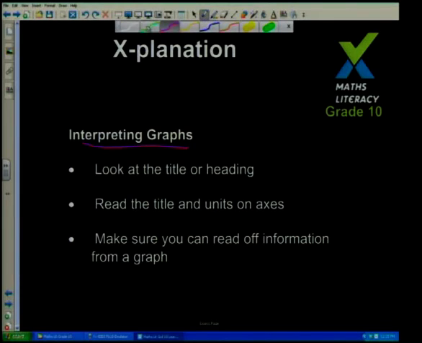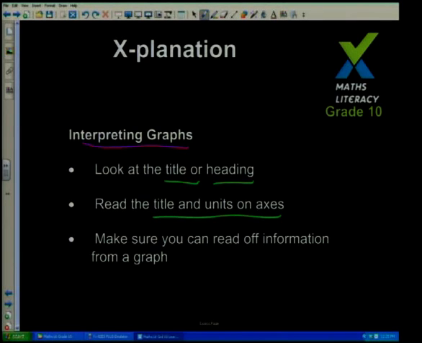So the first thing is, what are we going to do? Well, we're going to look at the title, because my title or heading is going to give me that information that I wanted you to give me just now when we were drawing graphs. It's going to tell you what the graph is about. It's going to tell you the variables in the graph. And it's going to give you a clue as to what you're going to be looking at. So really your title is very important.